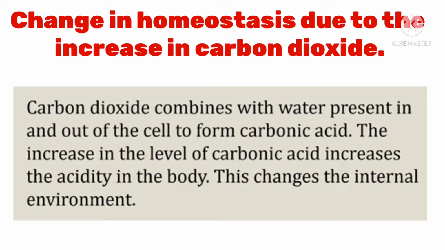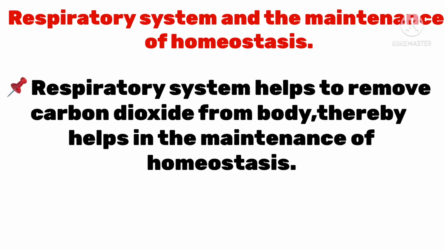Indicators 3. Change in homeostasis due to the increase in carbon dioxide. Carbon dioxide combines with water present outside the cell to form carbonic acid. The increase in the level of carbonic acid increases the acidity in the body. This changes the internal environment. Respiratory system and the maintenance of homeostasis. The respiratory system helps to remove carbon dioxide from the body, thereby helping in the maintenance of homeostasis.